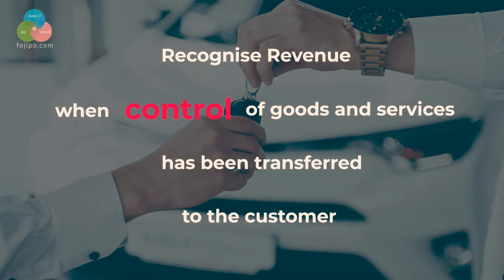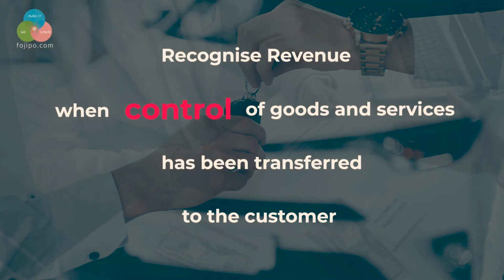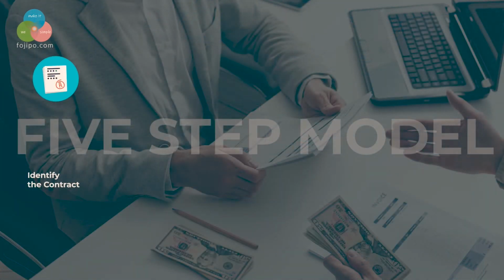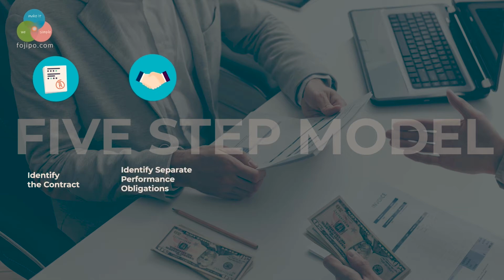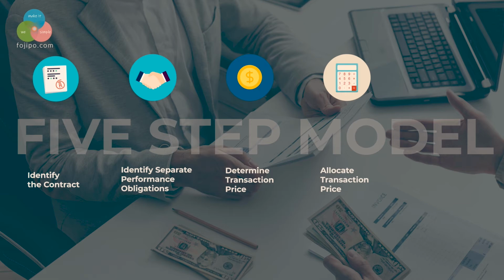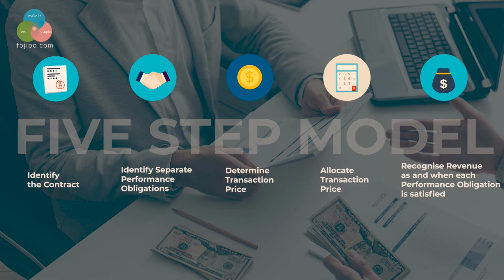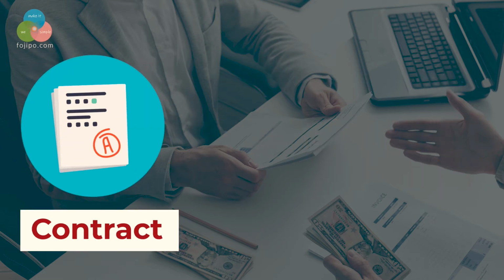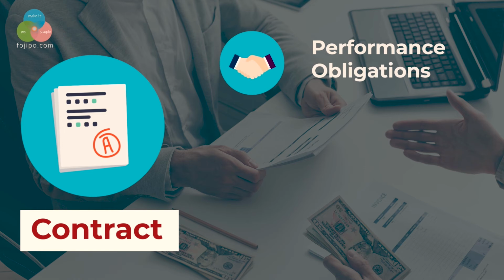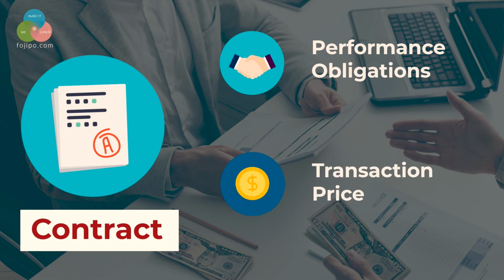To apply the principle, the standard has laid down a 5-step model. Identify the contract, identify separate performance obligations, determine the transaction price, allocate the transaction price to each performance obligation, and recognize revenue as or when each performance obligation is satisfied. The contract in this 5-step model is the key because this is where your performance obligation is defined and transaction price has been agreed. Let us visualize how we will apply this 5-step model in a practical situation.